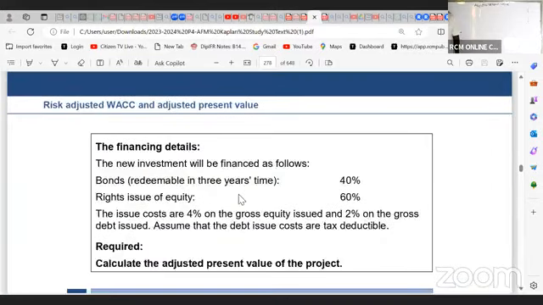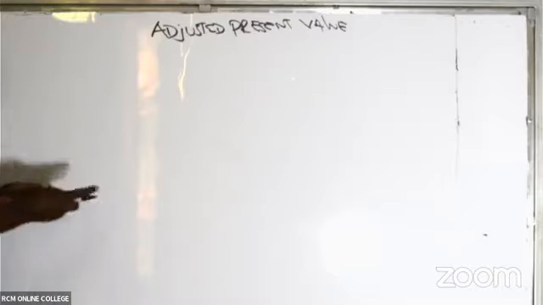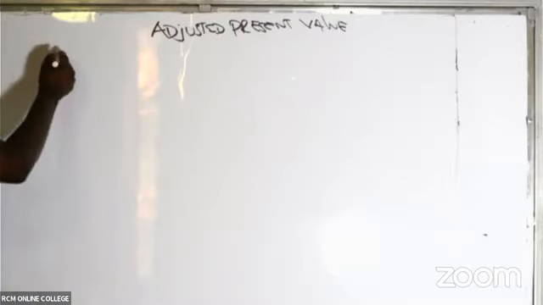Ladies and gentlemen, the new investment will be financed as follows: 40% debt, which is bond, and then a rights issue of 60%. The issue costs are 4% on the gross equity issued and 2% on the gross debt issued. Assume that the debt issue costs are tax deductible. Calculate the adjusted net present value. So now how do we get this adjusted net present value? Very easy thing.